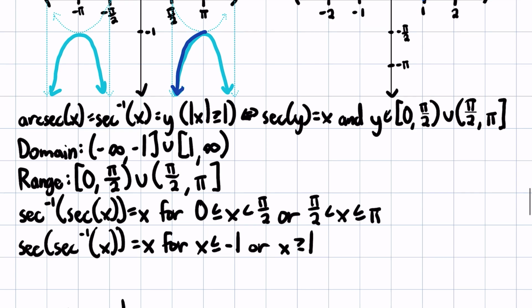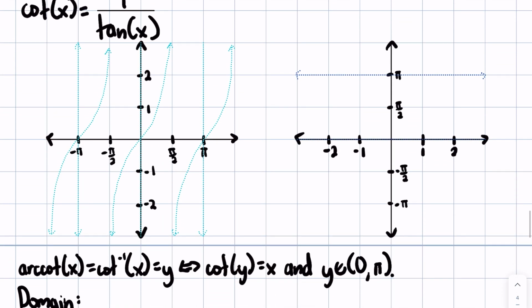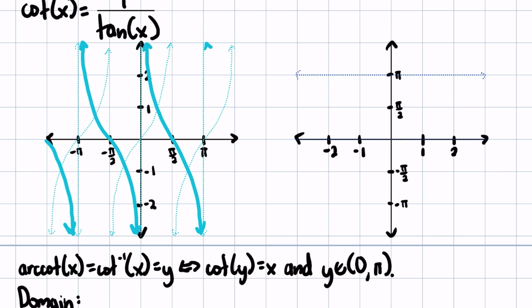All right, and finally we have cotangent and arccotangent. So cotangent is just 1 over tangent. So again, what I've done is I've drawn the graph of tangent and drawn vertical asymptotes at its zeros. And so what we're going to do is flip everything around. So this is going to be the graph of cotangent of x.